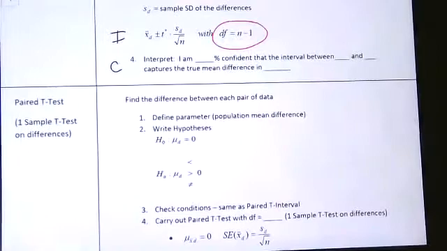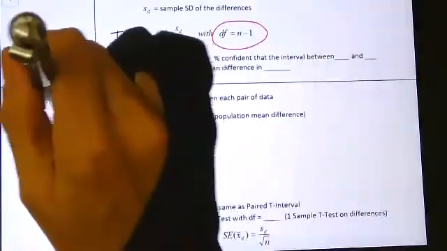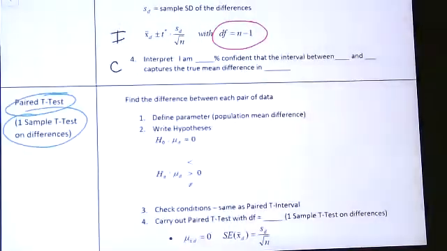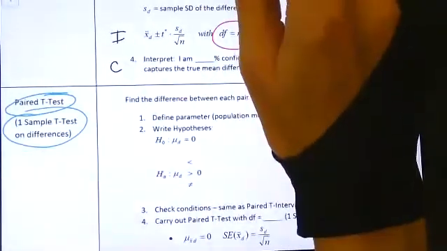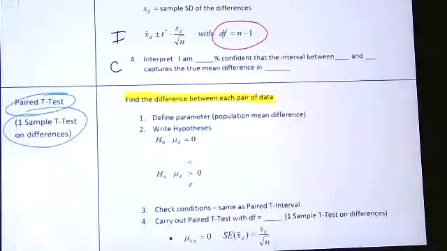Okay, we can also do a test in the exact same way. We can call it a paired t-test or a one sample t-test on the differences. Well, what do we do? We find the difference between each pair of data. Same thing.